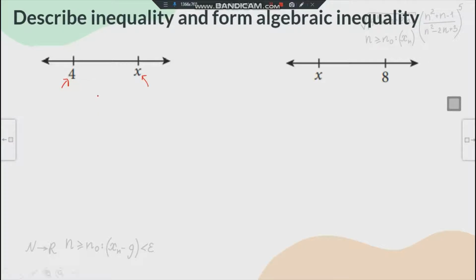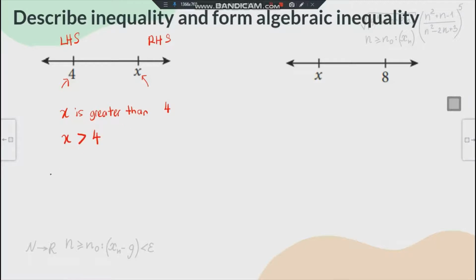Recall back from our chapter 1, we have the number line, and we know that everything on your right hand side must always be bigger than your left hand side. So we have x on your right hand side. That means x is greater than 4. Everything on your right hand side must always be bigger than your left hand side. So our symbol is x is greater than 4.